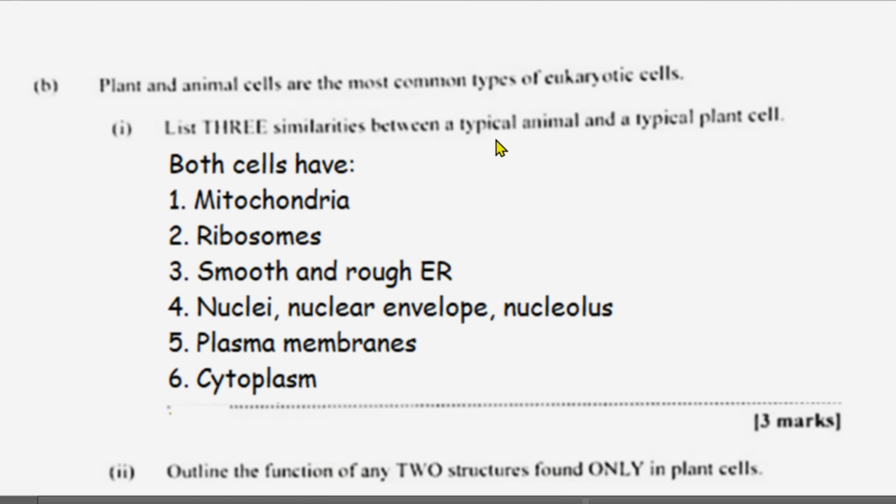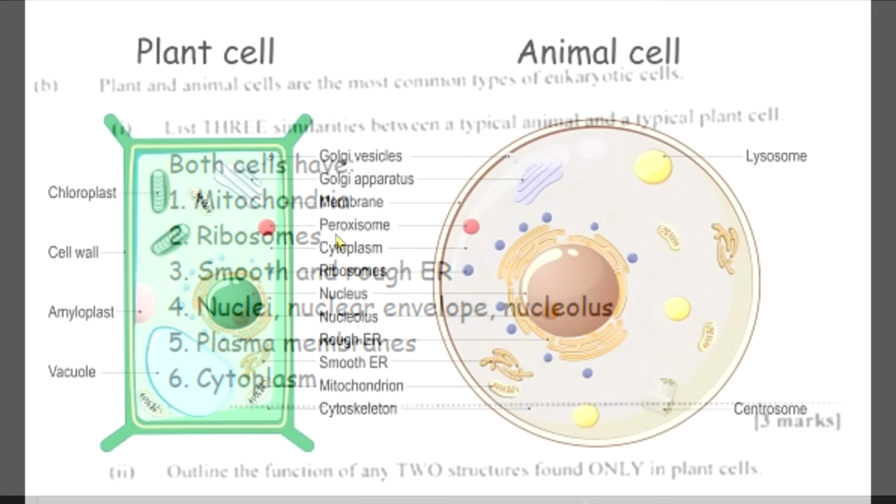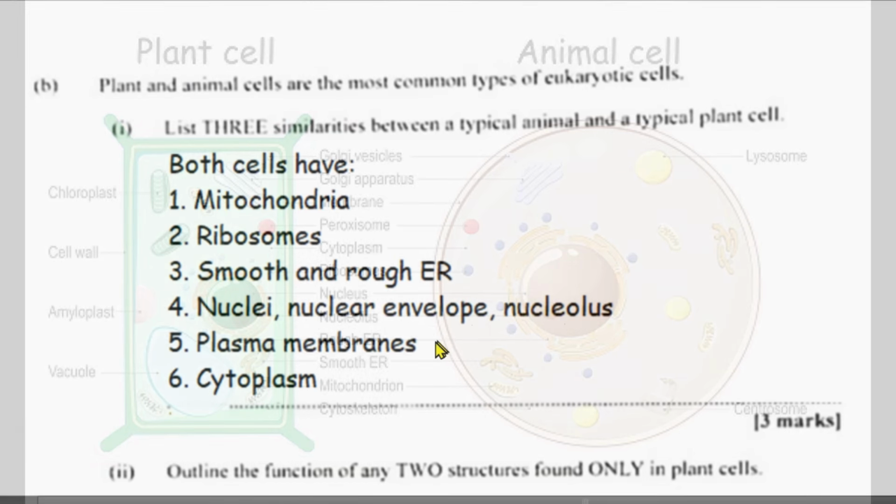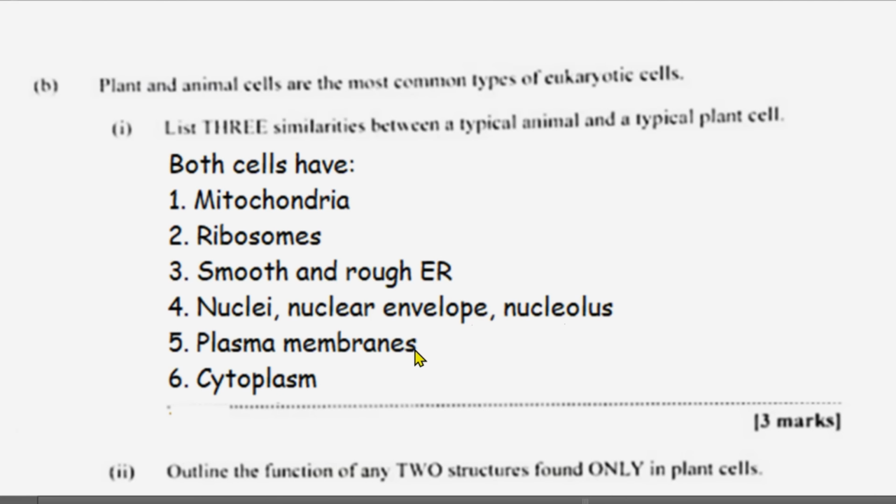Just your normal cells. So both cells would have mitochondria, both of them would have ribosomes, both of them would have a smooth and a rough endoplasmic reticulum, both of them would have nuclei with the nuclear envelope and the nucleolus, all that containing DNA and RNA. Both of them would have plasma membranes or cell surface membranes. Both of them would have cytoplasm. Any 3 of these really would work. It's 3 similarities, so you're good to go.